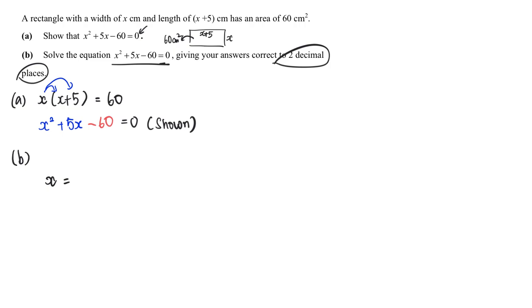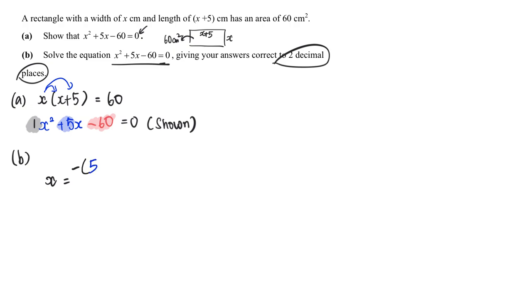x equals negative b. So in this case here, you will see me having this. If there's no number in front of this x, this is 1x squared. I will have a positive 5 and a negative 60 as my c.